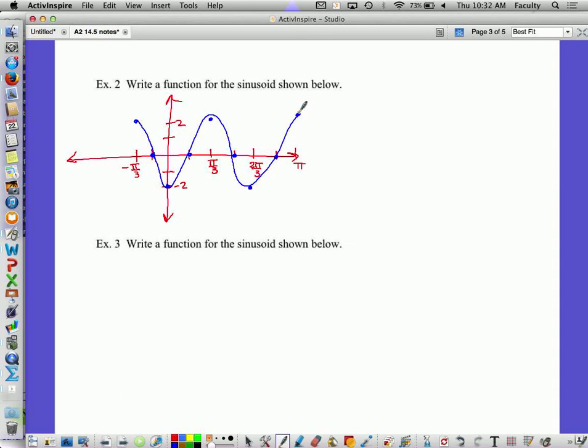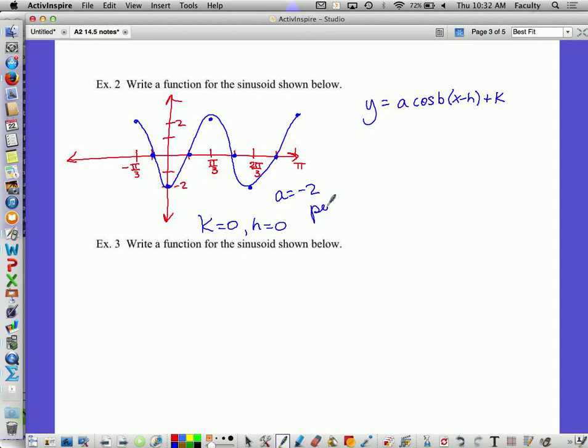Everybody have the graph? Okay, now, do you notice that the midline is the x-axis? So that means k is 0. And I'm not doing any left-right, so h is 0. Now, what you want to do is, do you notice it starts at the amplitude, so I want to use cosine. So I want to write y equals a cosine b, the quantity x minus h plus k. Now to find a, it's negative 2, isn't it? Because it's starting down at negative 2.